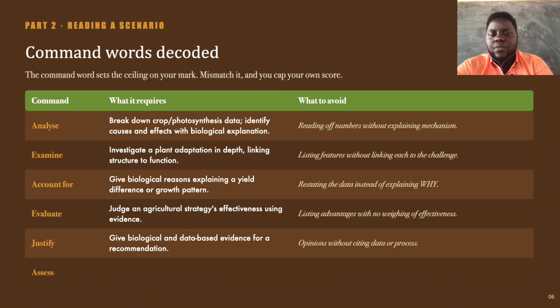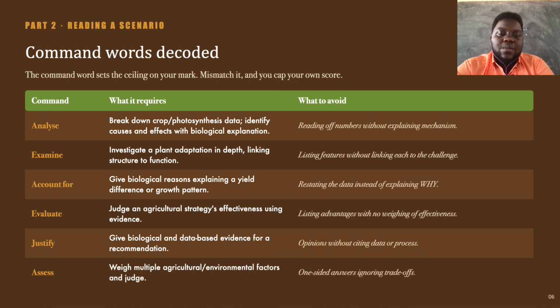And finally, you can be told to assess. Now, some of these questions are going to be put in the same block of a task, but it will have those components, and if you're careful, you'll be able to see those differences. When they tell you to assess, they are telling you to weigh multiple agricultural or environmental factors and make a judgment. When you are doing this, you should avoid one-sided answers that ignore other trade-offs.